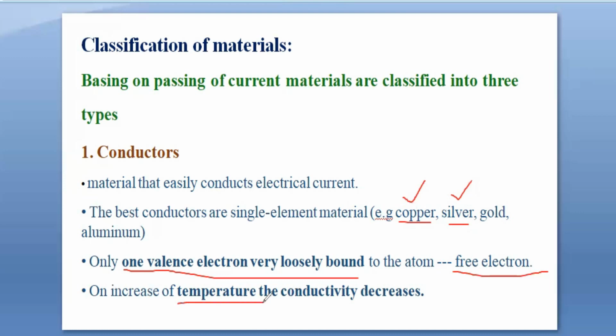In conductors, as temperature increases, conductivity decreases, because as temperature increases, a greater number of electrons will be coming. So this is the nucleus, and these are the orbits. As temperature increases, the electrons from the inner shells also come outside. As the number of free electrons increases, because of this abundance, they collide with each other. That's why the conductivity decreases in conductors as temperature increases.